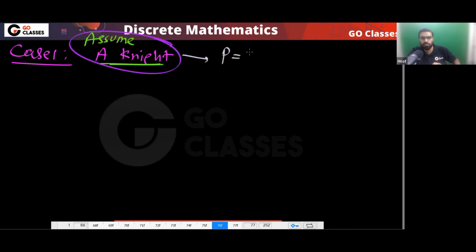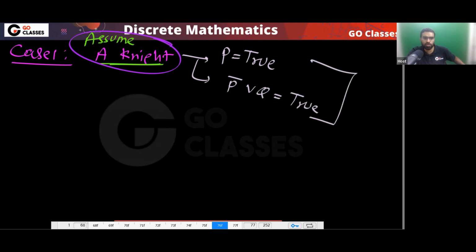If you assume A knight, it means P is true. And what he is saying, that is also true. So from these two, what can you say about Q? Q must be true.